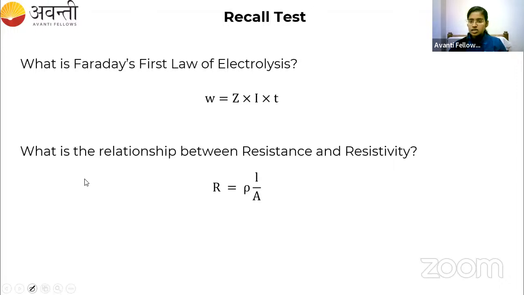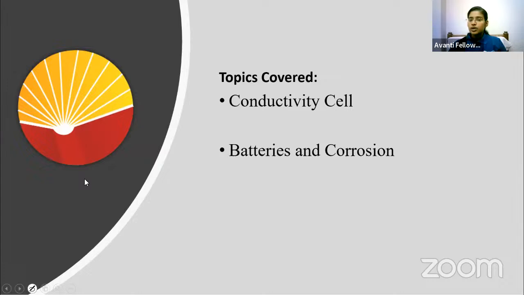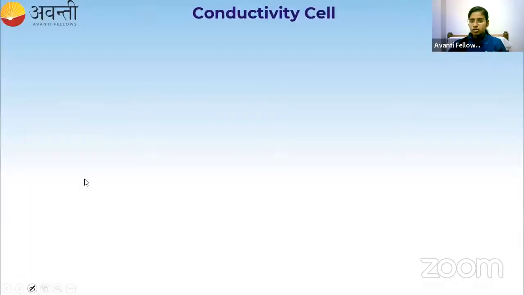And in today's topic, yeah, very good, Srujana. Your answer is correct. The topics that we are going to cover today are the conductivity cell and batteries and corrosion. Batteries and corrosion is the last topic of this lesson. So we'll try to complete it by today. And if we couldn't, we can do it tomorrow in the next session. Okay. So let me start from the conductivity cell for today.